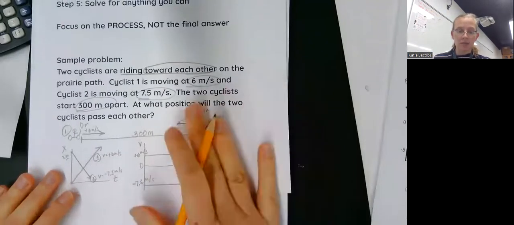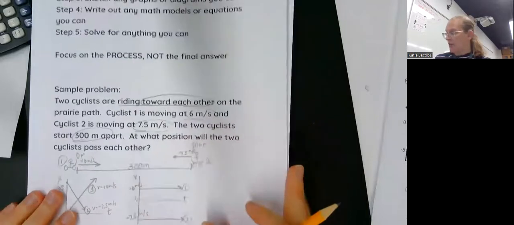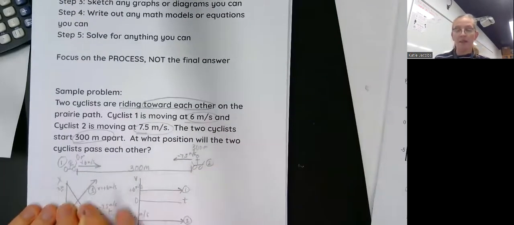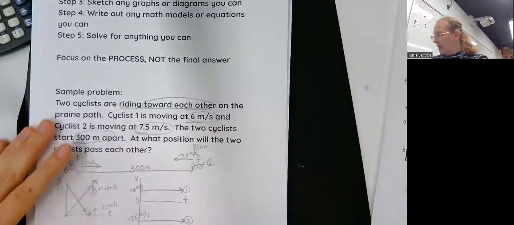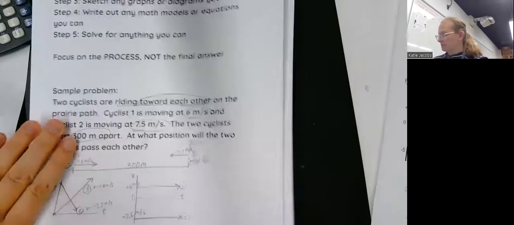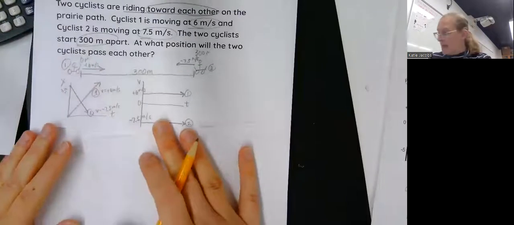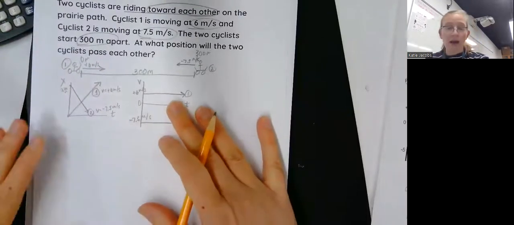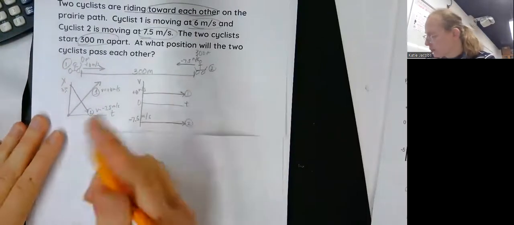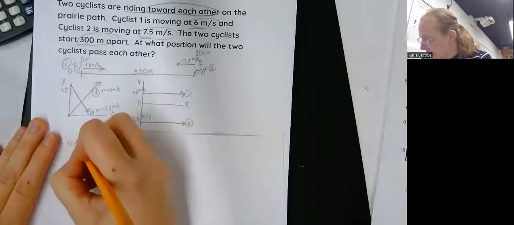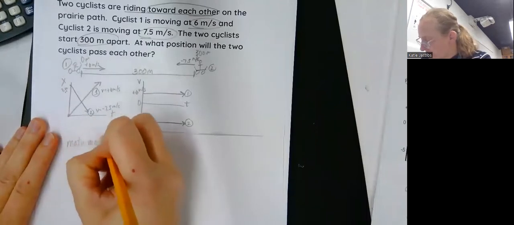So I've completed steps 1 and 2. I've drawn the picture and I've drawn the graphs that match the picture. Or actually, I did steps 1, 2, and 3. I read the problem first. Step 4 is to write out any equations or math models that I can that match the graphs. I think the important equations are going to be the math models from the position graph.